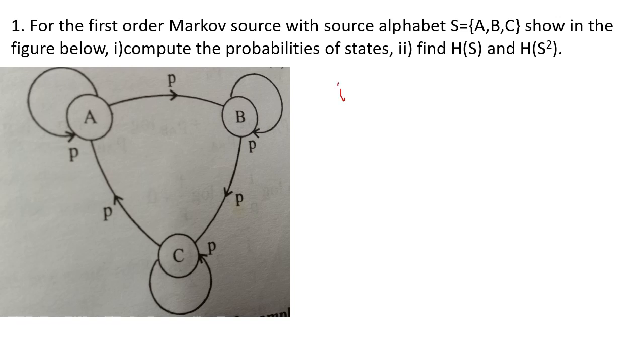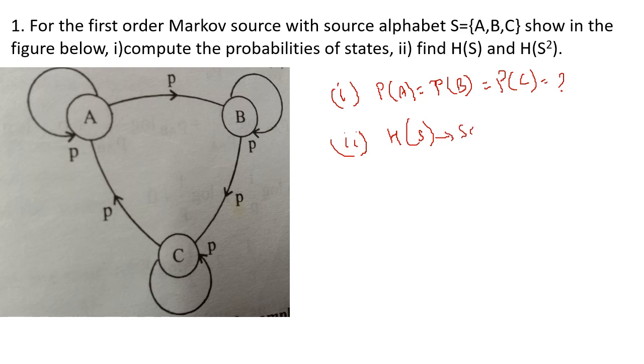So what is asked in this problem is the probabilities of state, which is nothing but P of A, P of B and P of C. So we are supposed to find these state probabilities. Second is nothing but H of S, which is the source entropy. And to find H of S to the power of 2, we know that H of S to the power of 2 is 2 into H of S. So we'll try to solve this one by one.